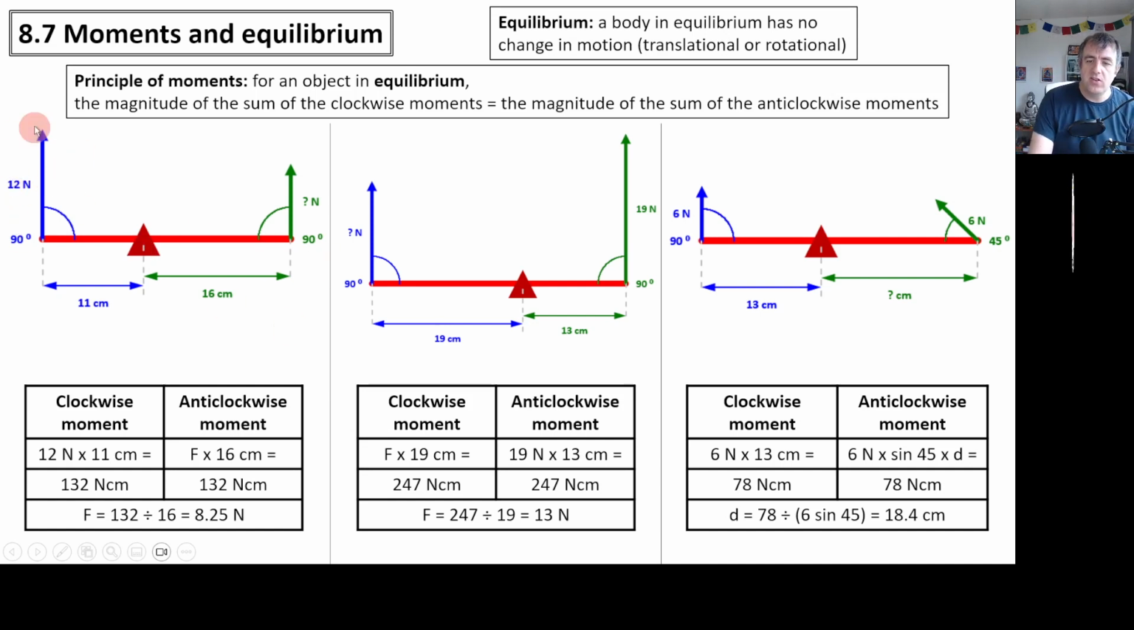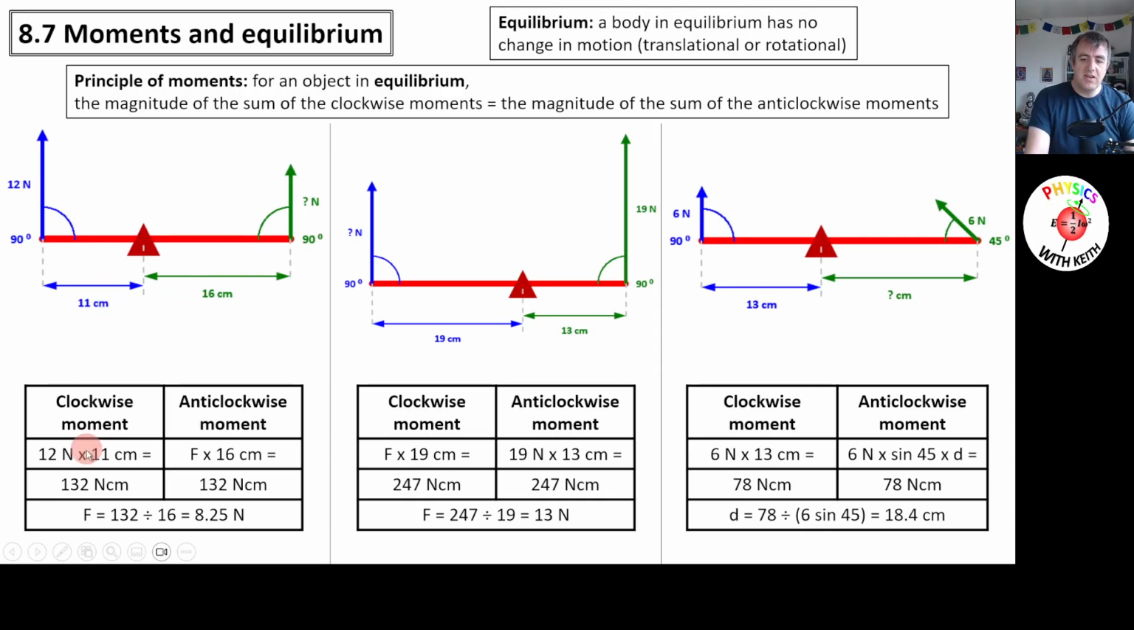We've got 12 newtons acting on the beam on the left, 11 centimetres from the pivot, and it's going to be causing a clockwise moment. The anti-clockwise moment, which will balance it, is caused by a force 16 centimetres from the pivot, but I don't know what the magnitude of that force is. Handily, the angle between the force and the beam is 90 degrees in each case, so I don't have to do any trig here.